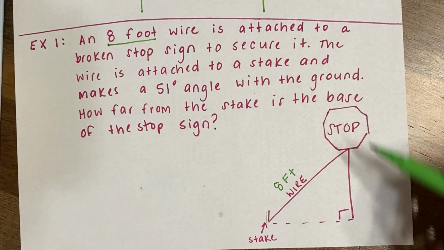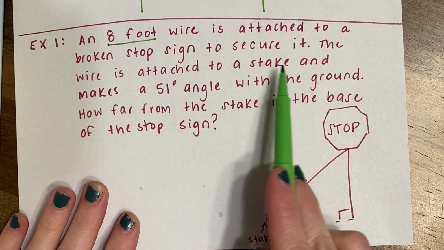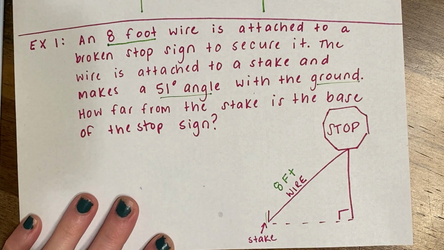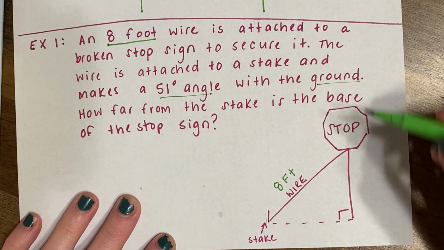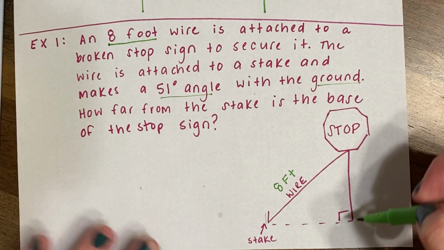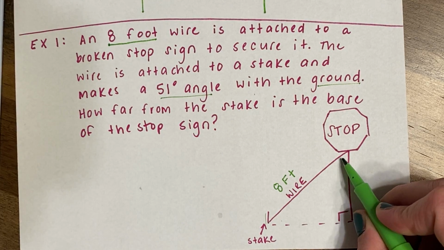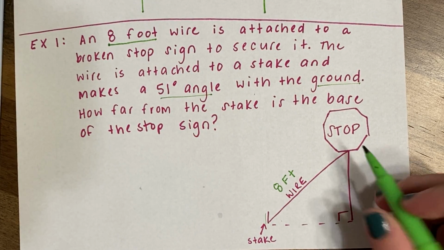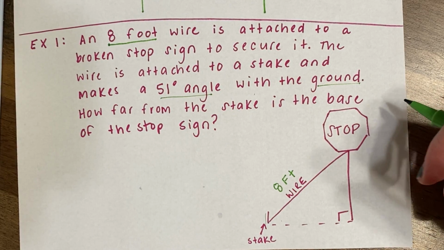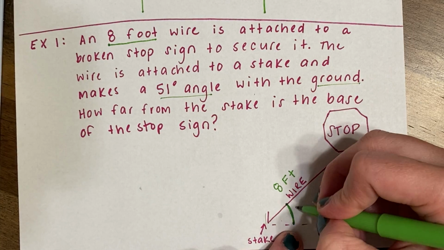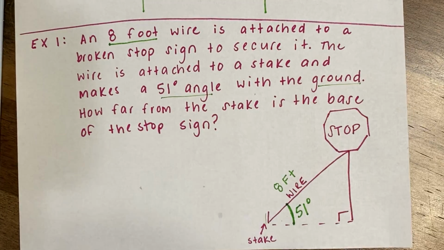So we also know that the wire is attached to a stake and makes a 51-degree angle with the ground, okay? So with the ground is gonna tell me, if I'm looking at these 2 angles in my triangle, it can't be the top angle because that's not created by the ground. This angle is what that is referring to. So this is my 51 degrees.